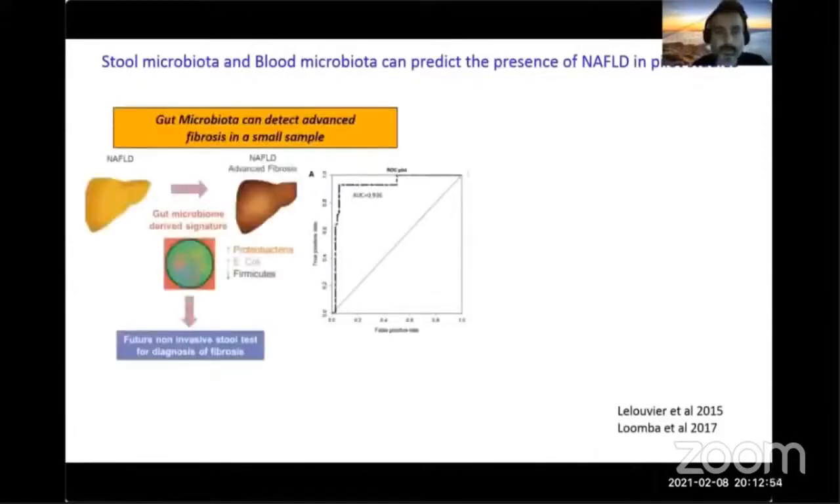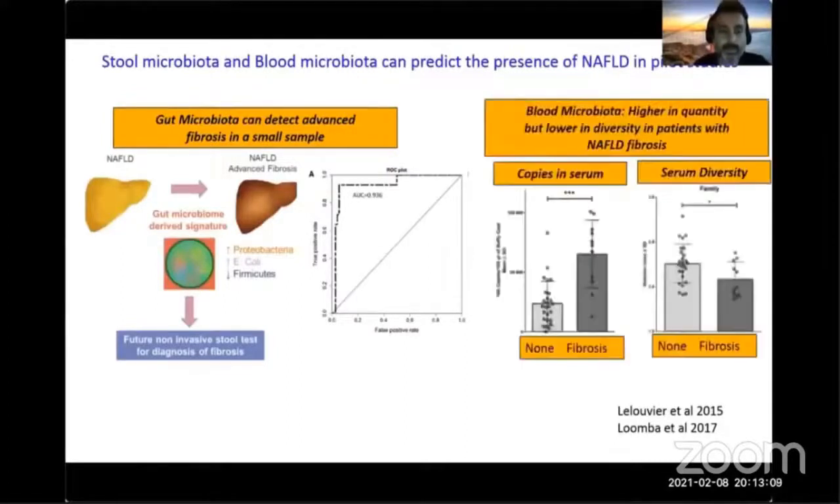In patients with liver disease, since it is very difficult to do liver biopsies in people, in this nice study they used a gut microbiota-derived signature to come up with a potential non-invasive stool test for diagnosis of fibrosis, with an AUC of 0.936. Another study used the blood microbiota, which is even easier to get than the stool microbiota. And you can see this is the number of copies in serum and the diversity. The diversity is low in patients with NAFLD and fibrosis, but the copies in serum is high, which tells you that fewer bugs, but a larger number of those bugs, are present in the serum, or quote unquote leaking into the serum. But these are very nice proofs of concept.